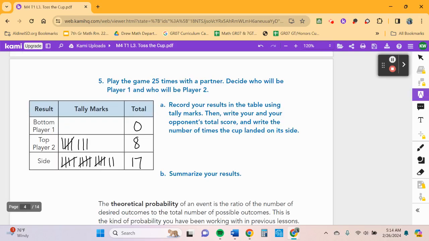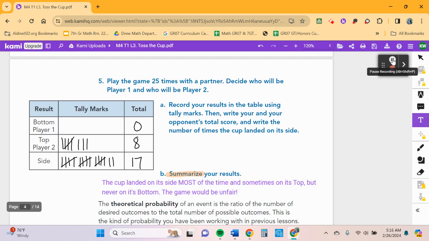Alrighty, we've completed the experiment, and I know that you weren't given time to record your results in tally marks and total it up. So go ahead and copy down the results of our experiment, and at the same time answer B and summarize your results. Record the data and answer B, summarize the results. Take about 1 minute max. Pause here.